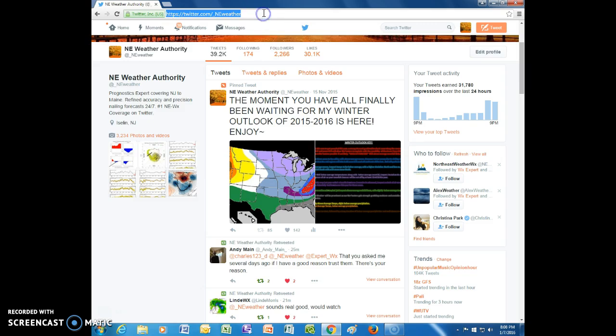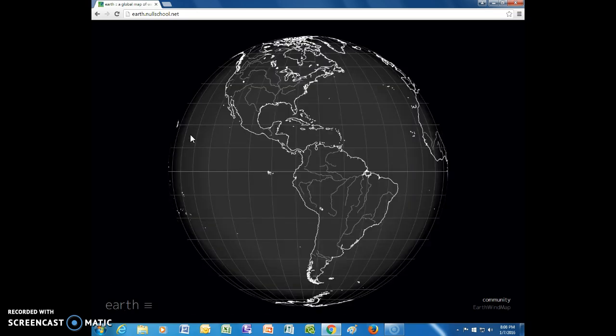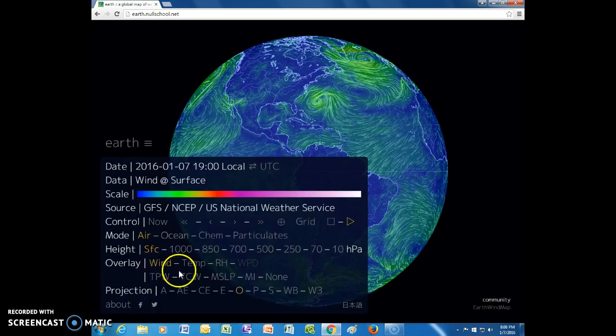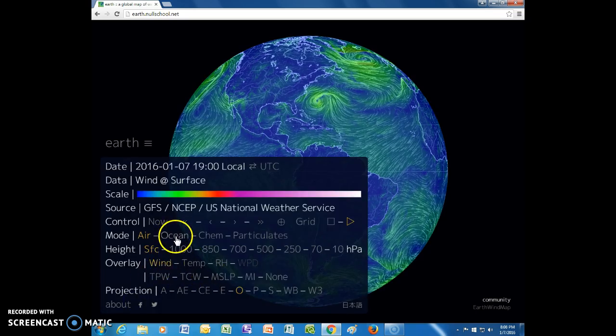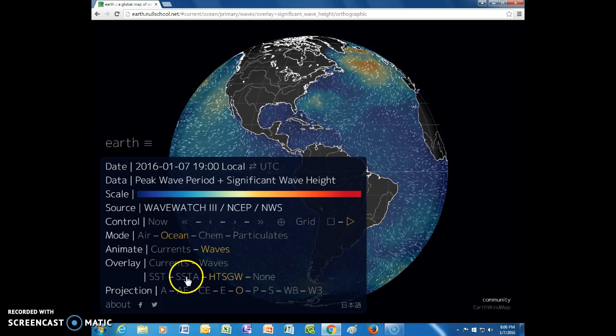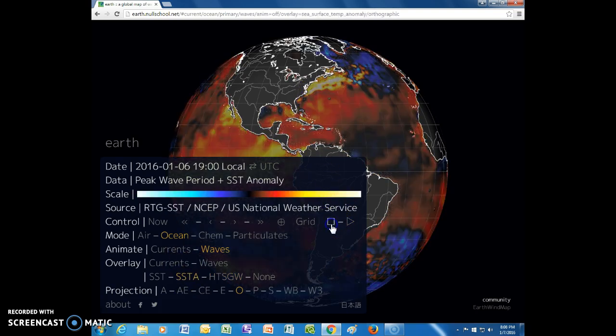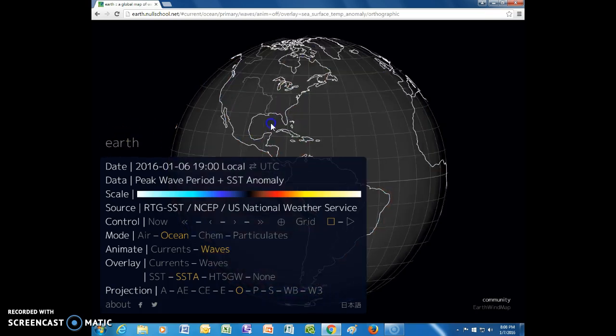So, why did it form? If we go back real quick over to Earth Null School, we're going to go over to our SSTAs, okay? This is our ocean temperature anomaly, okay? You got your storm out over here. Let's turn this wave motion off.